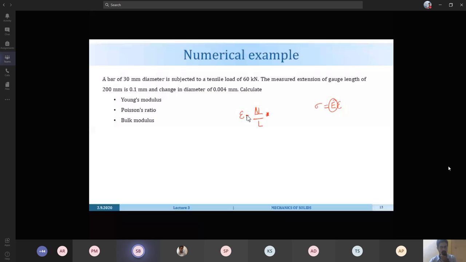Sir, what is this gauge length of 200 millimeter is 0.1 millimeter? What is the implication of that, sir? Okay, so in the last class, in the last slide, I have shown a figure like this, something like this.